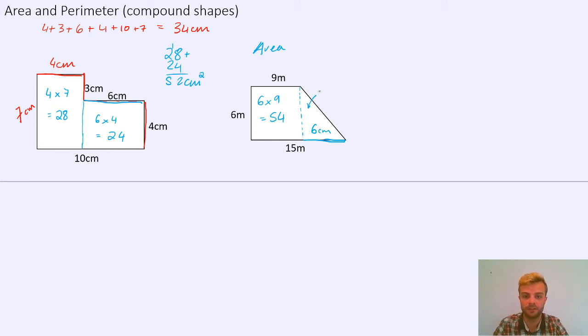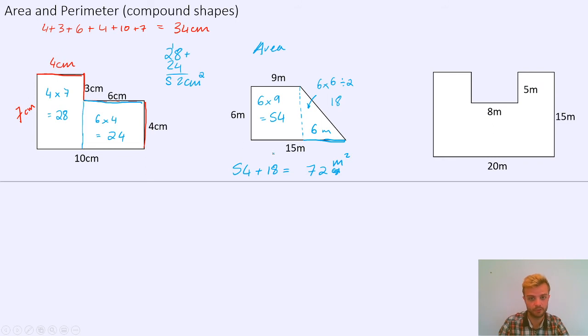So then we can find the area of this part by doing the width, which is 6, times the height, which is also 6, and then dividing that by 2. 6 times 6 is 36, divided by 2 is 18. So the area is going to be 54 plus 18, which is 72. And again, this time it's meters. So it's meters squared this time, which means over here I should have put meters. Yeah, 72 meters squared.